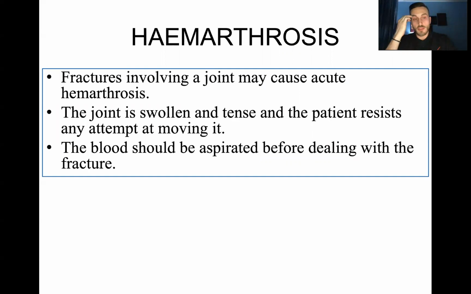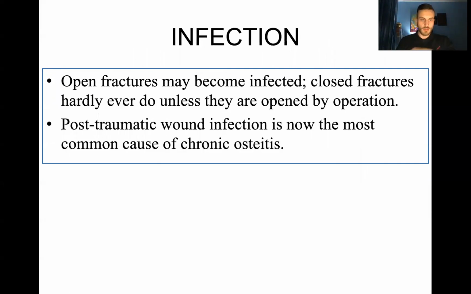Let's go for the haemarthrosis, which is blood inside the joint, mostly because of a fracture. So any fracture involving a joint could have blood inside, which is haemarthrosis. Swelling, tenderness, and pain, decreased range of motion. What to do? You can aspirate and put ice.